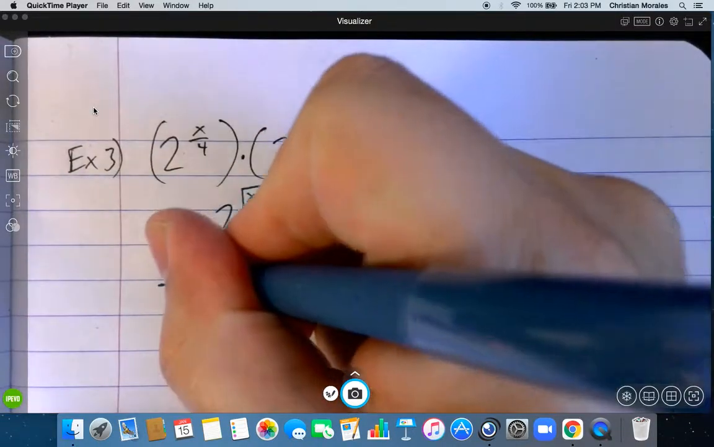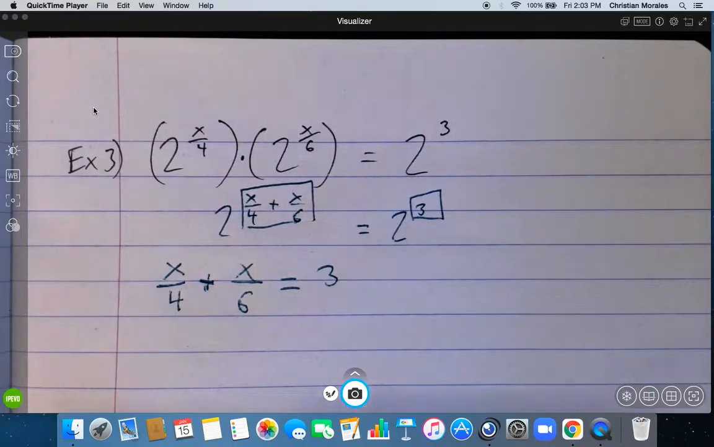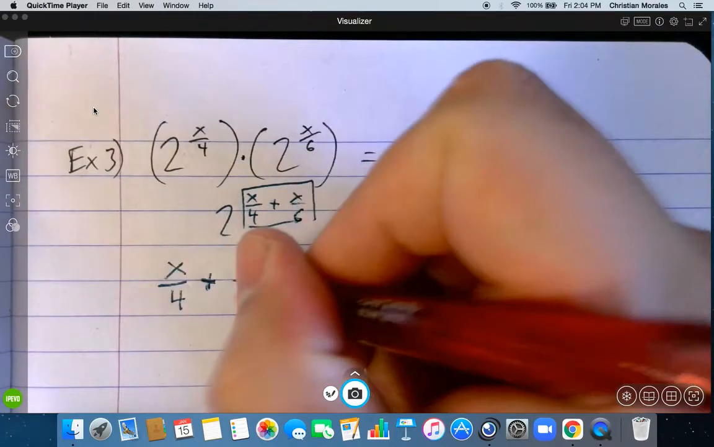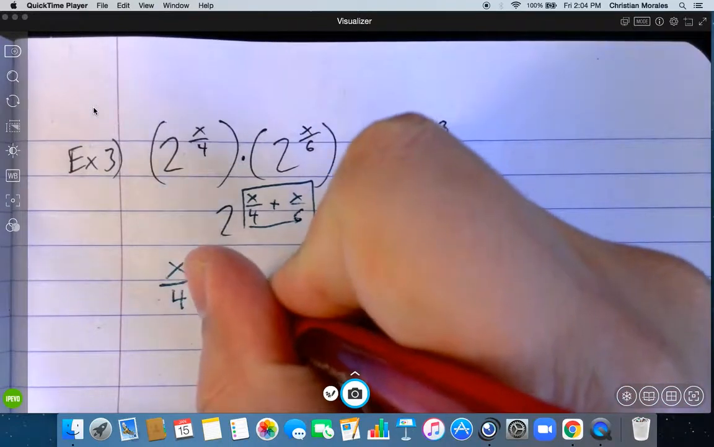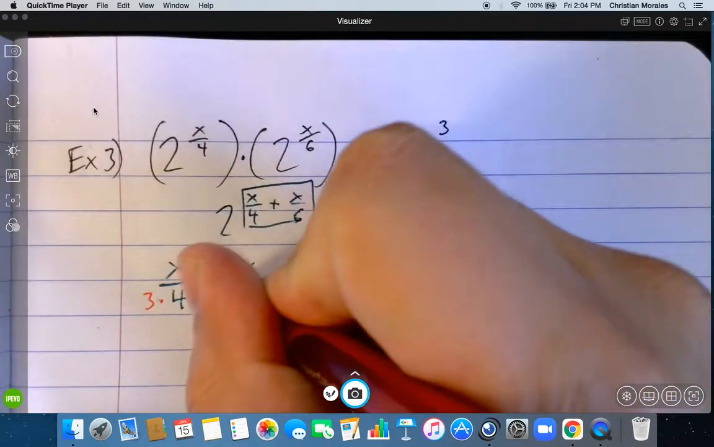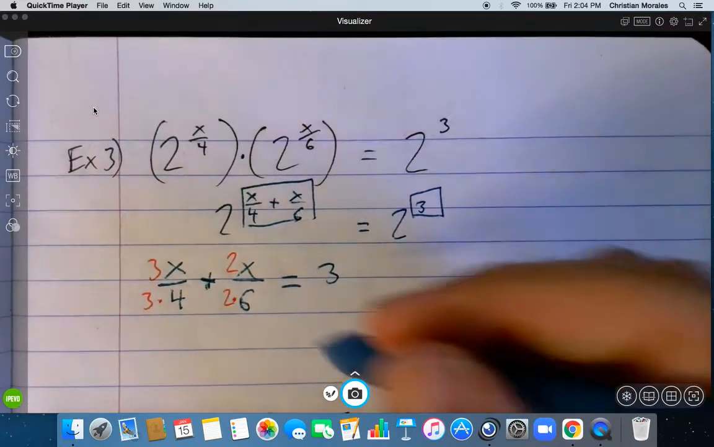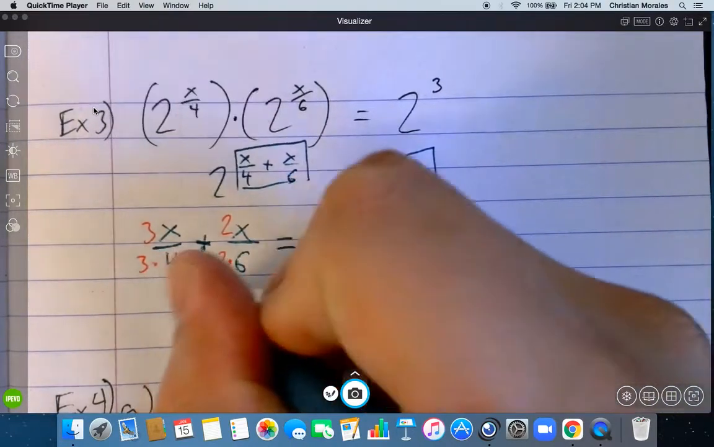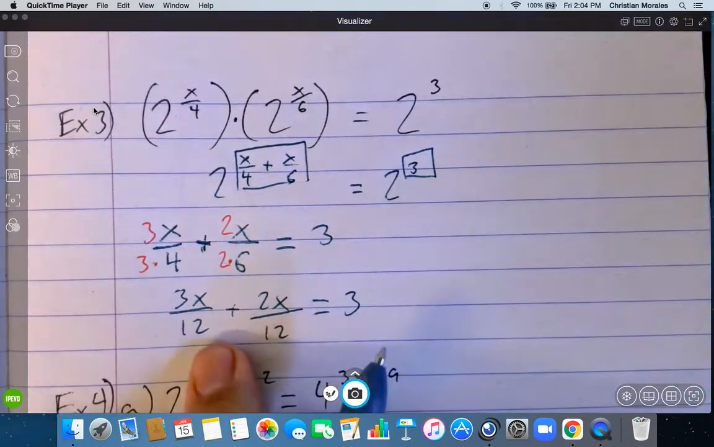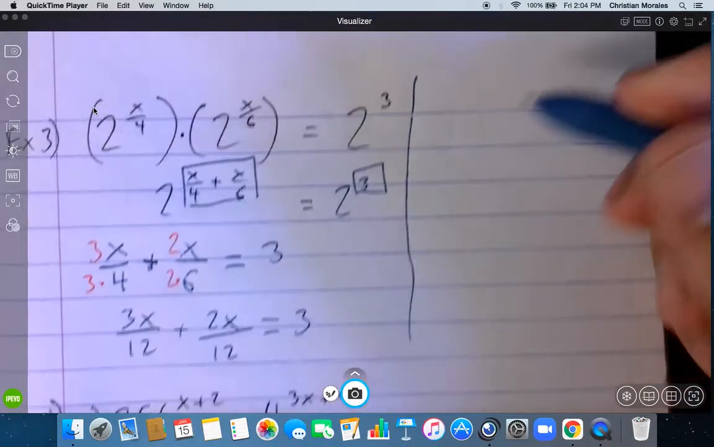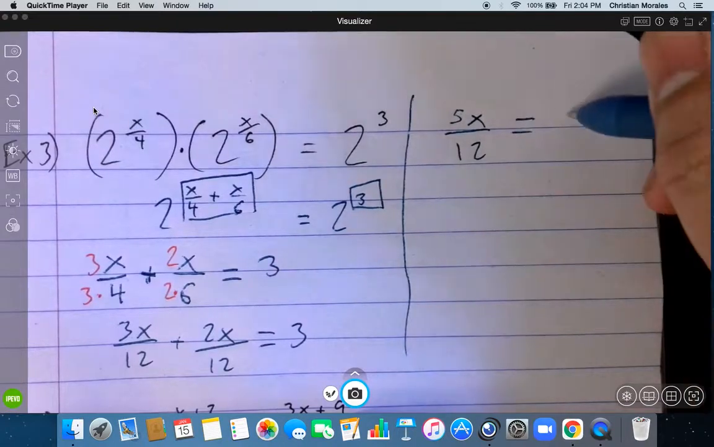Now, when we're adding fractions with different denominators, we want to make sure they're the same. So 4 and 6, 4 can turn into 12 and 6 can turn into 12, but I'm going to multiply them by different numbers. I'm going to multiply this one by 3 and this one by 2. Whatever you do to the bottom, you do to the top. So my problem looks like this: 3x over 12 plus 2x over 12 equals 3. You can add this up. So we get 5x over 12 equals 3.